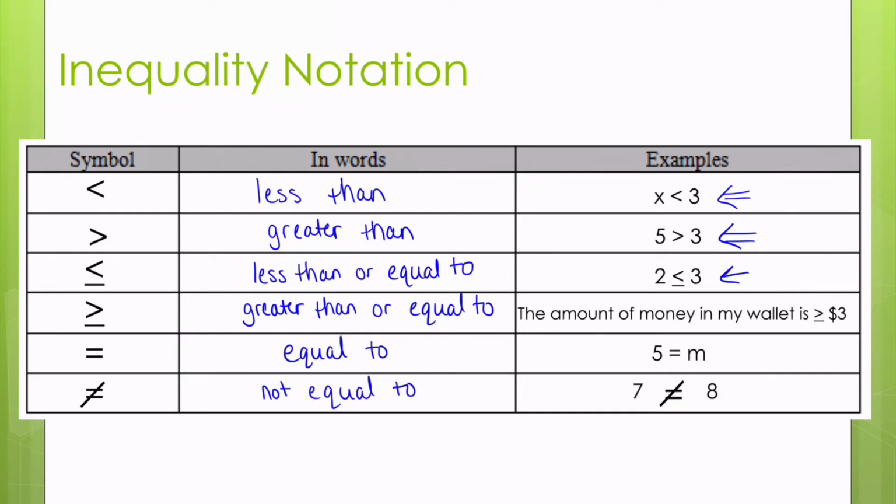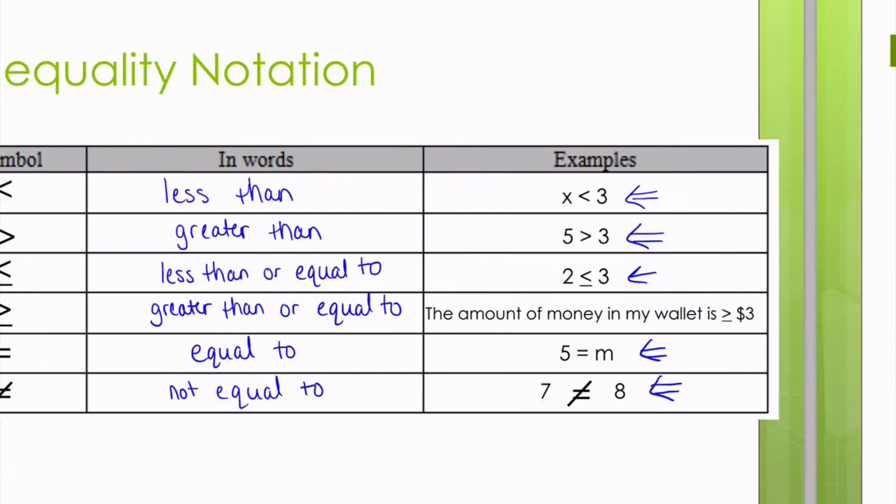Then I put an example of words here. You can see I have the amount of money in my wallet is greater than or equal to $3. So I'm thinking about all of the possible amounts of money that can be in my wallet. I could have $4, $5. I could even have $3. I just can't have anything less than $3, obviously. I have 5 is equal to M, and 7 is not equal to 8. And again, these bottom two we've seen before.